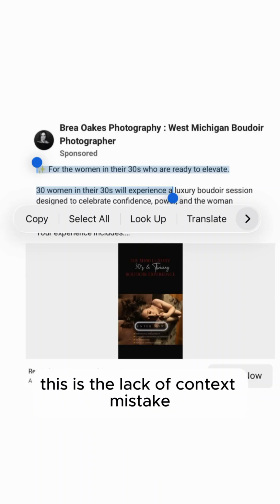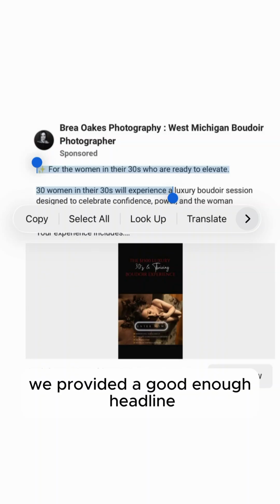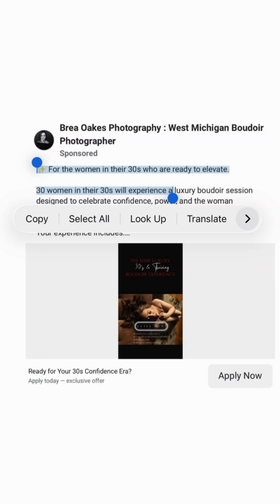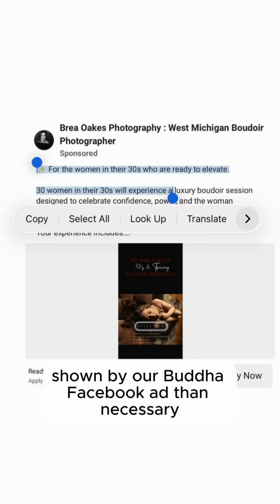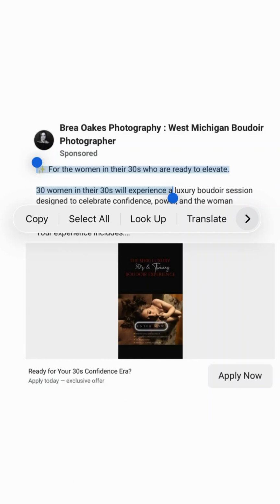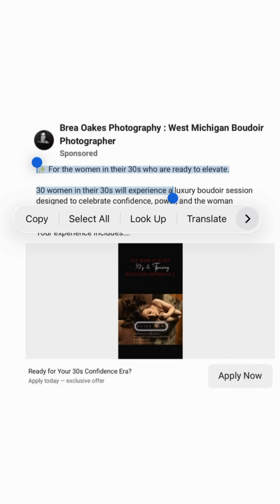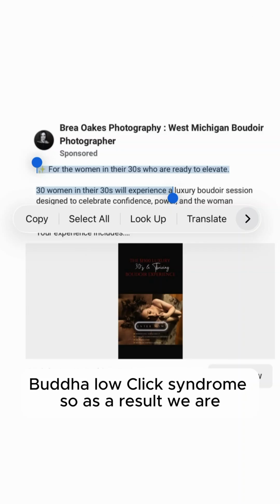Yeah, this is the lack of context mistake. The false belief that causes us to make this mistake is we believe we've provided a good enough headline to get good enough results, and it's kind of similar to what everyone else is doing. But the consequence of this is way, way, way more women scrolling by our Boudoir Facebook ad than necessary, pulling our unique CTR under 6%, and causing a higher probability of having BLCS, Boudoir low click syndrome.